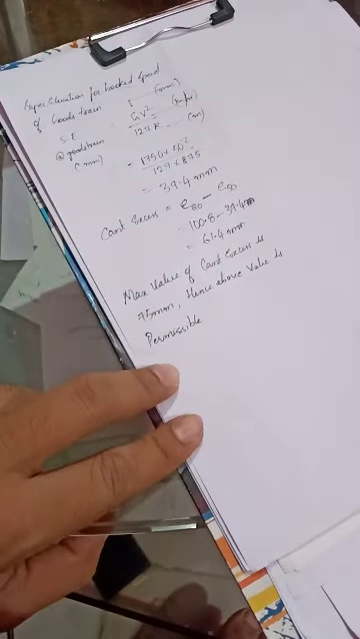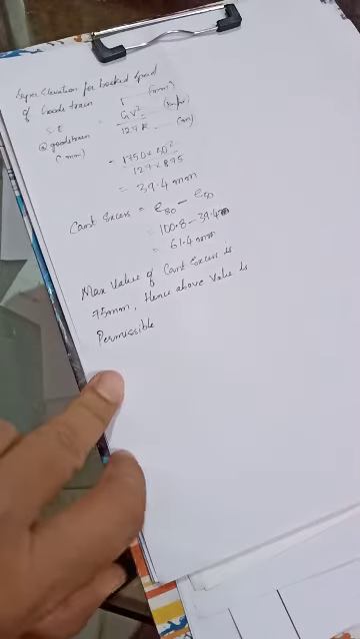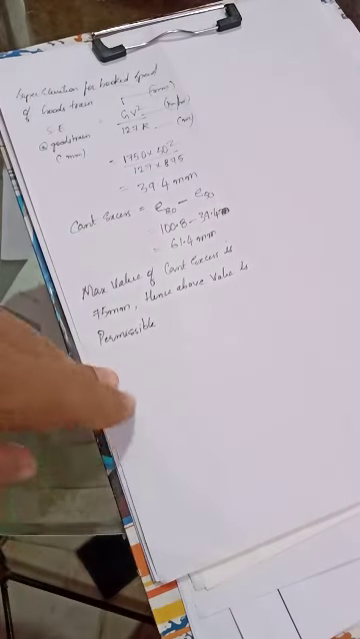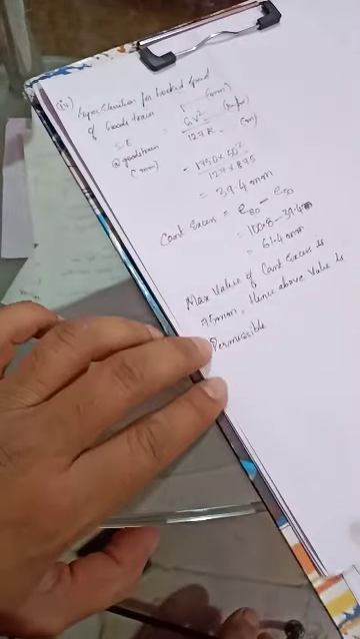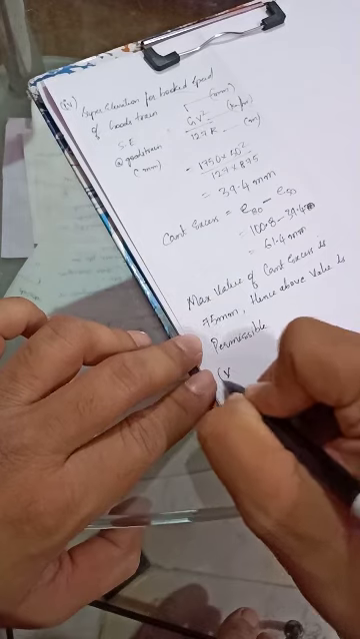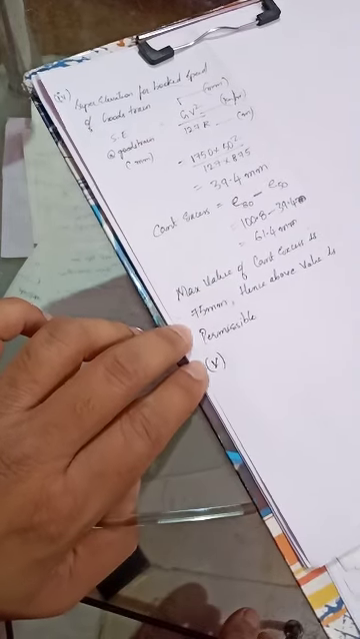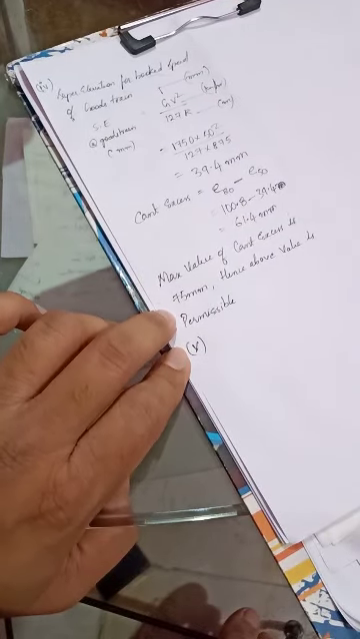Above value is permissible. Now let us go to our fifth step. Fifth step is nothing but calculation of maximum speed or safe speed.